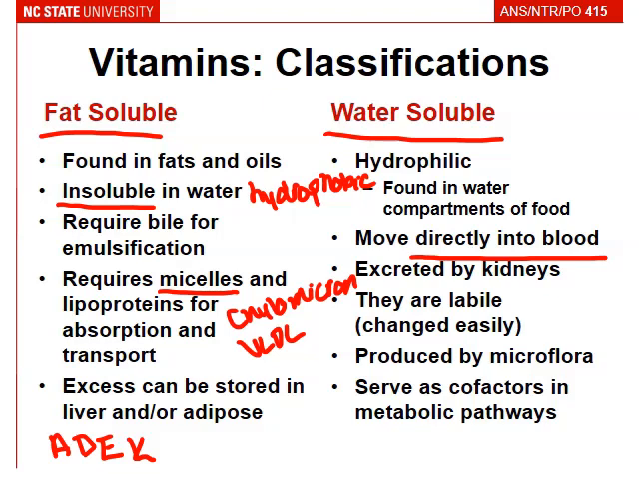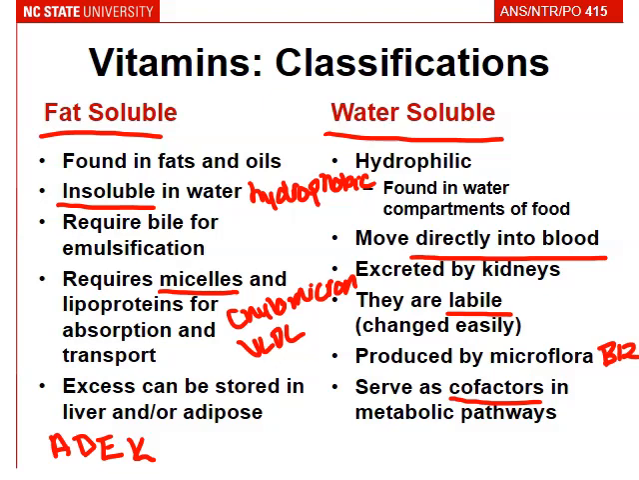Typically, a lot of them still have carrier proteins. If you have excess of the water-soluble vitamins, they can be excreted by the kidneys. In addition, they are very labile, meaning that they can easily be changed. Some of them can be produced by the microflora, primarily our B12. Vitamin K can also be produced by our microflora, and a lot of our other B vitamins can also be produced by our microflora. And our water-soluble vitamins are primarily acting as cofactors.